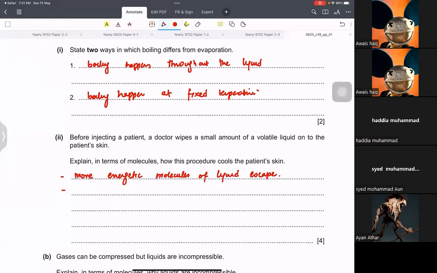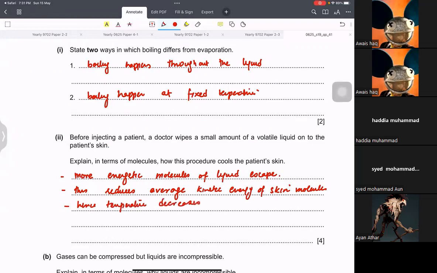So this reduces the average kinetic energy of the remaining molecules. Hence, temperature decreases. Loss of energy causes cooling. That's what evaporation is, right? So to explain evaporation, basically.